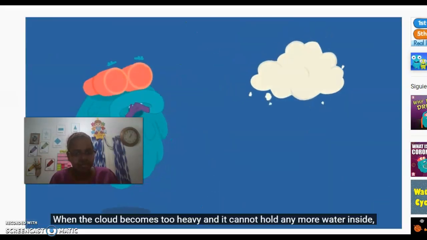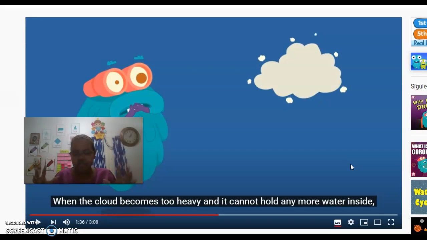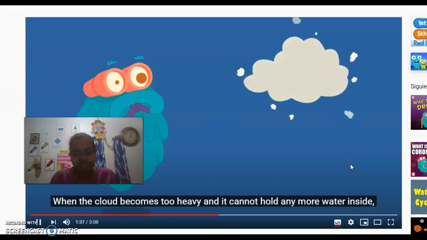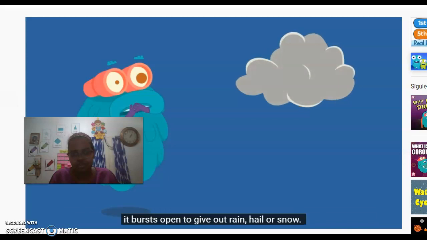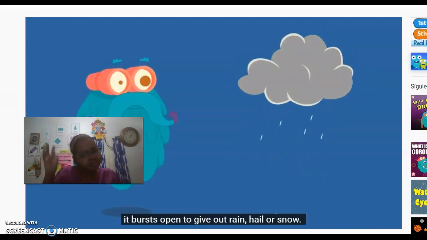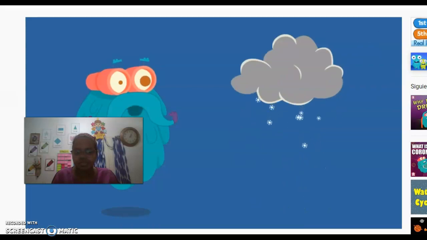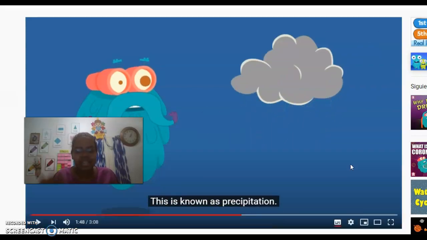What happens when the cloud becomes too heavy because it has a lot of water and it cannot hold any more water inside of it? The cloud is going to rain. That's how the rains occur. It bursts open to give out rain, hail, or snow. That's how we get rain or snow, as precipitation. And it's the last stage. It's called precipitation.